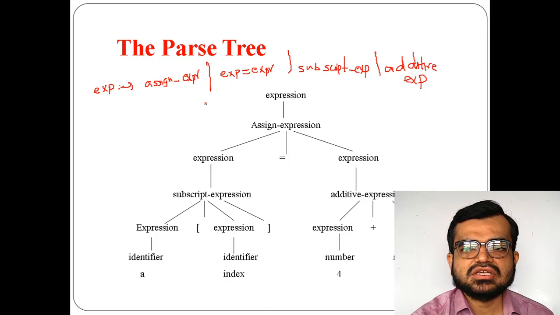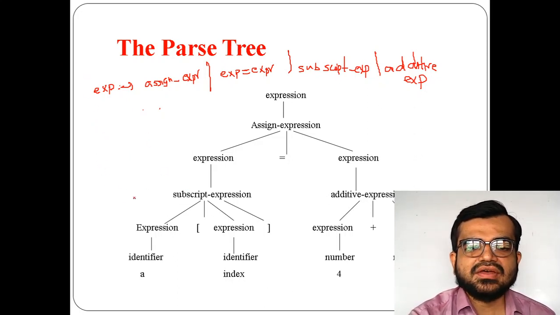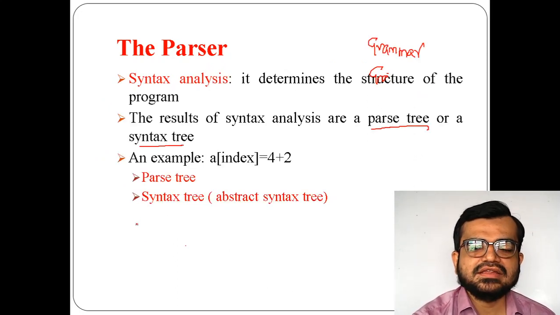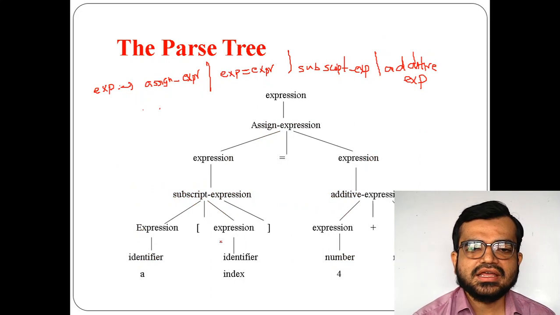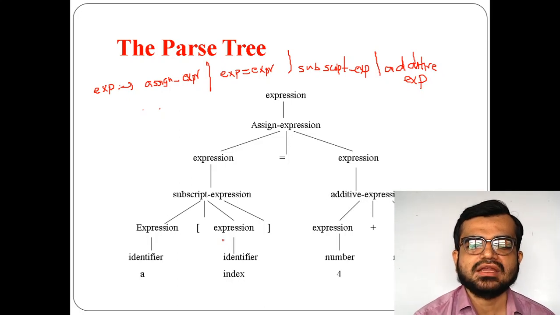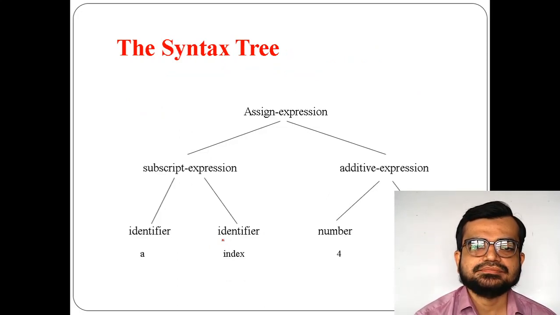Also, if there is an expression, again expression can be, if you go with subscript expression, again expression, or else in bracket the expression, again it will be an identifier. So this is how the set of grammar rules will be there. So we need to see whether our given example, a of index is equal to 4 plus 2, is satisfying the given grammar rule or not. If it is satisfying, that means it is syntactically correct. If it is generating a valid parse tree, that means it is syntactically correct.